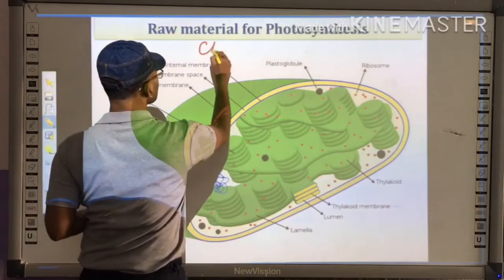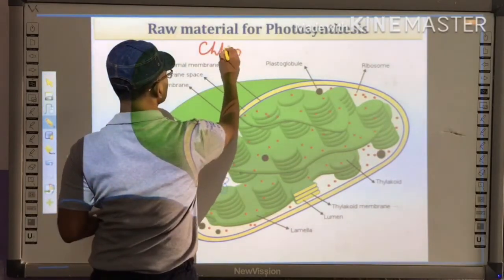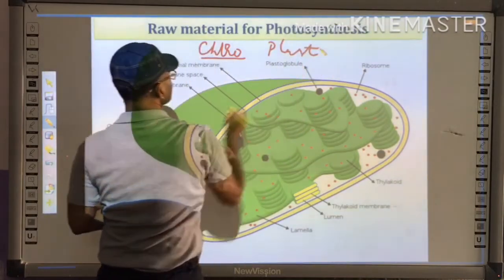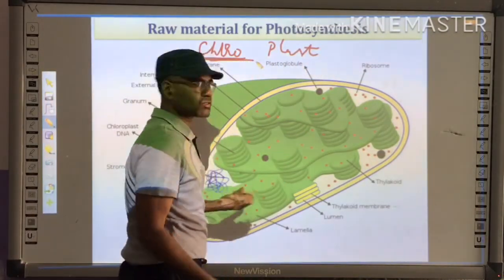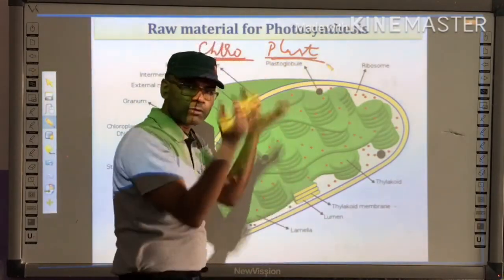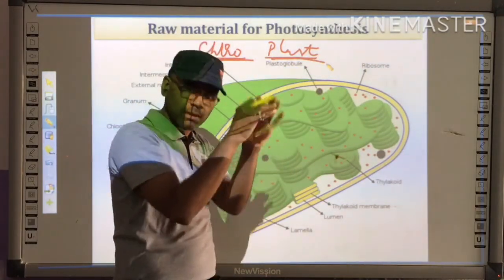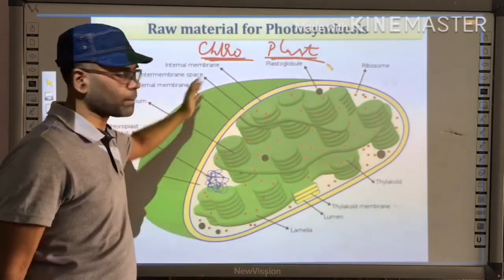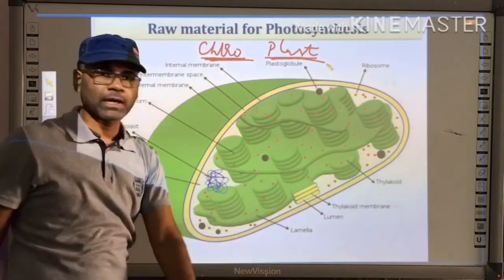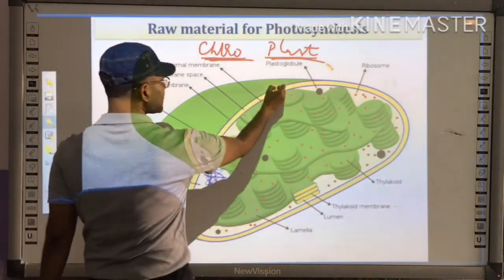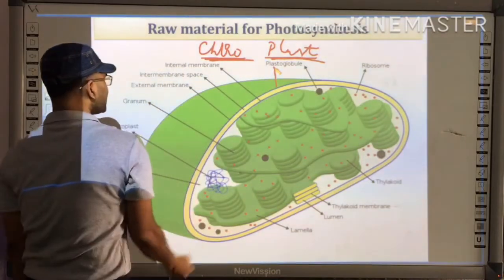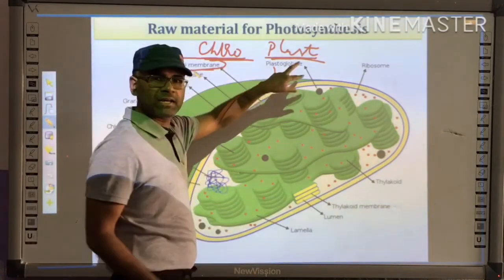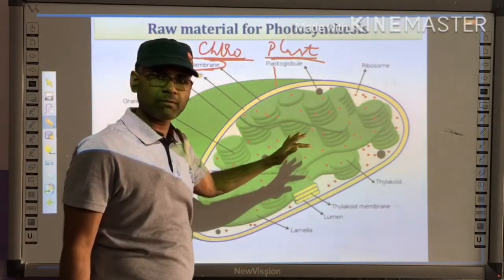So chloro and plast. Chloro means green color structure and plast means a bounded structure. Okay, a bounded structure, that is called chloroplast. So this is the structure of a chloroplast. If you take a section of the chloroplast, what you will find, it has an outer membrane and an inner membrane. So it is a bilayer membrane, outer membrane and inner membrane.